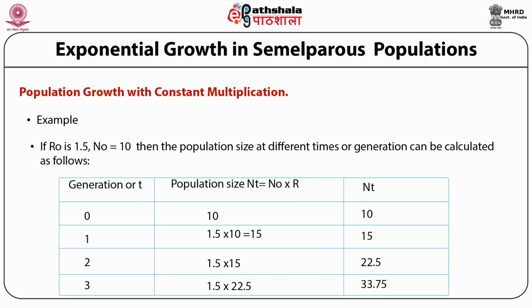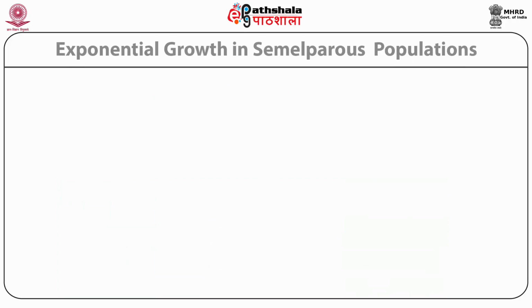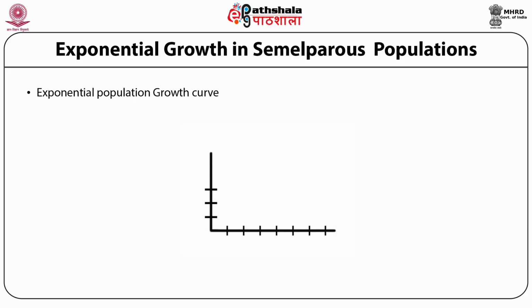table. At time 0, the population size we are starting with is 10. So Nt will be 10. In generation 1, it will be 1.5 times 10, equal to 15. So the total number of individuals at one generation will be 15. Second generation, it will be 1.5 times 15, equal to 22.5. Third generation, 1.5 times 22.5 equal to 33.75.